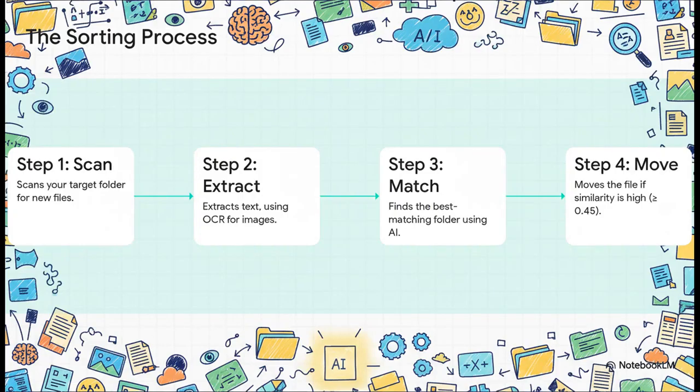So let's put it all together. Here's the play-by-play. A new file lands in your folder. First, the system scans it and pulls out all the text, using OCR if it's an image. Then, the AI compares that text to the topics of your existing folders. And if it finds a strong enough match, in this case, a similarity score of 0.45 or higher, poof, it automatically moves the file to its new perfectly organized home.